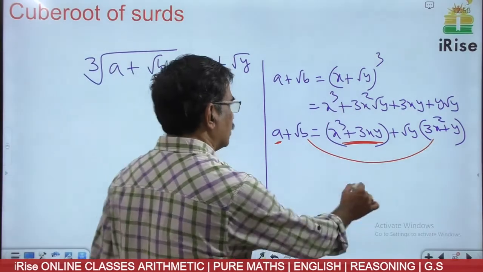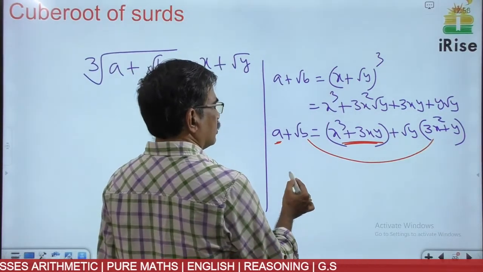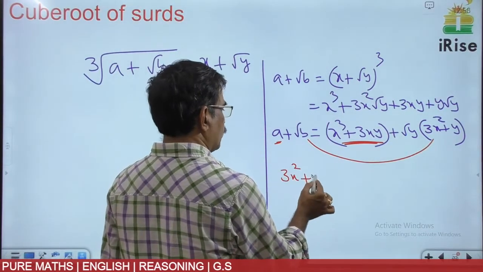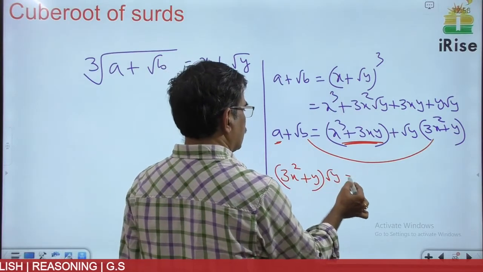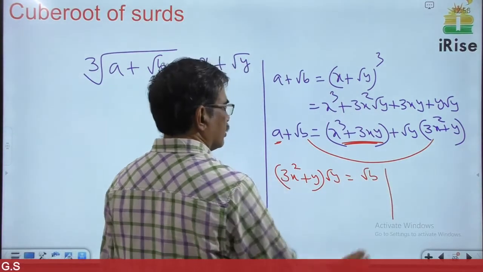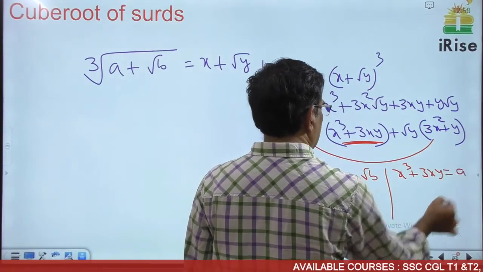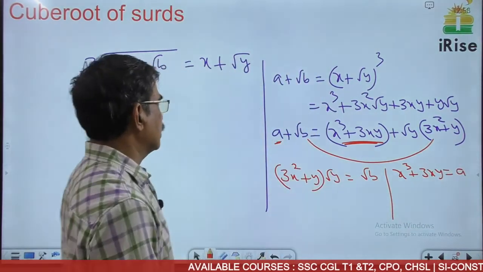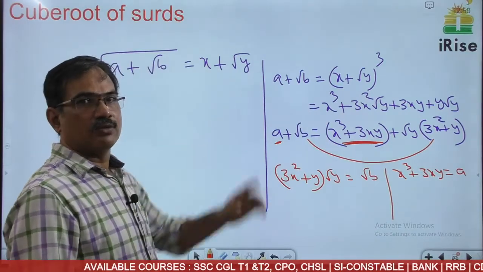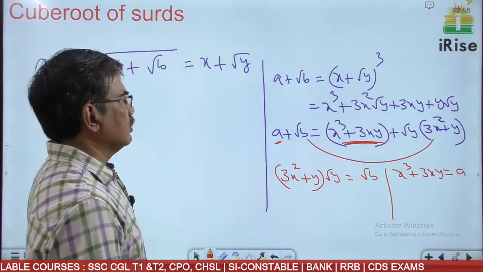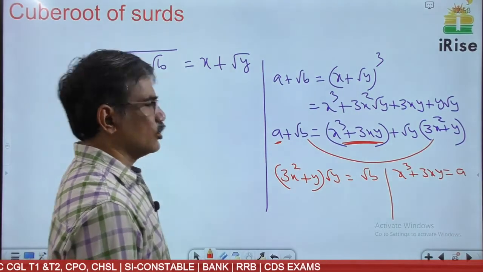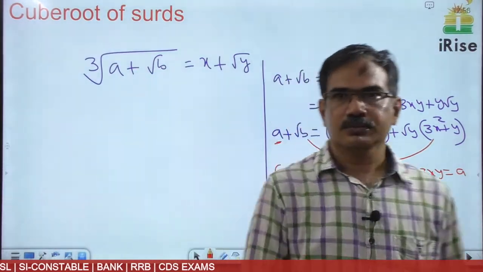After comparison, 3x square plus y into root y is equal to root b, and x cube plus 3xy is equal to a. Then, solving the equations, we get the x value as well as the y value. This is the method of finding the cube root of any number.